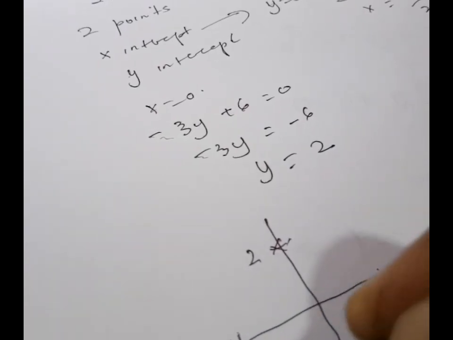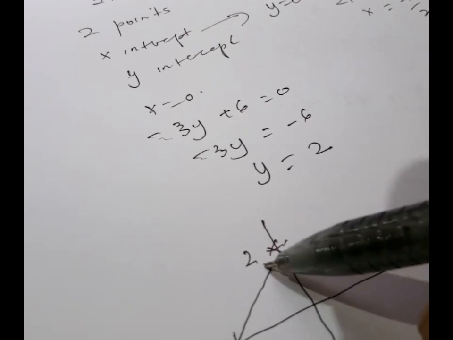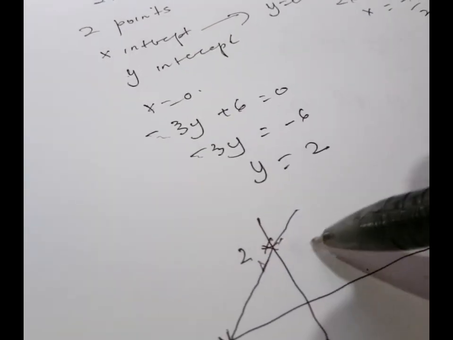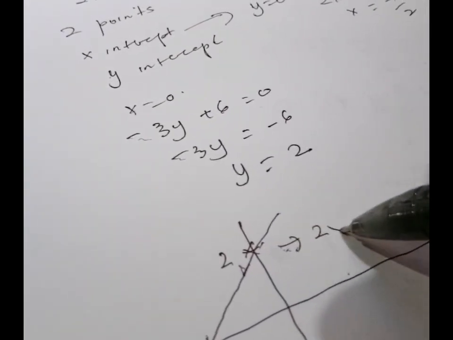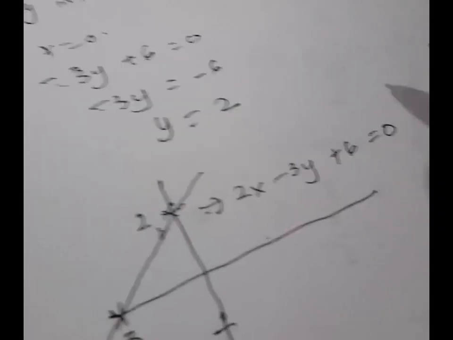So we have the 2 intercepts: when x is minus 3, y is 2. So we have the 2 points here. Connect the 2 points. Okay, so this is the graph of the equation 2x minus 3y plus 6 equals 0.